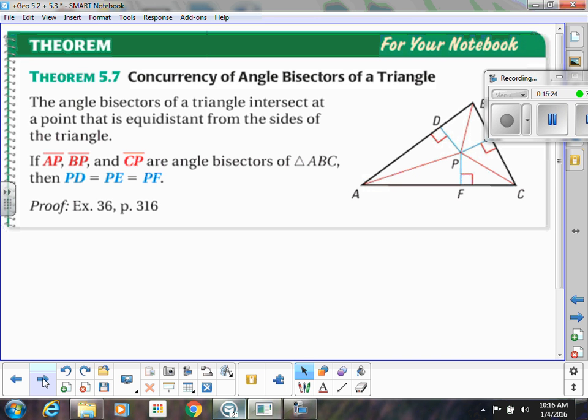And that's what our theorem says. The angle bisectors of a triangle intersect at a point that is equidistant from the sides. So we're talking about these blue lines being congruent to each other. And they say this is another way of saying it over here.